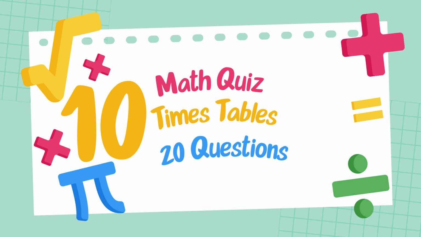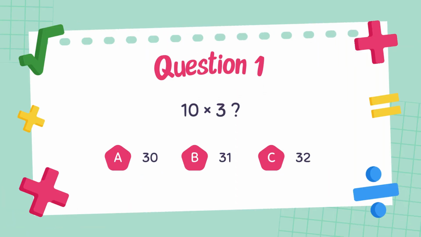Today, we're mastering the 10 times table. Let's see how quickly you can solve these. Let's begin. Question 1. What is 10 times 3? Is it A, 30, B, 31, or C, 32?